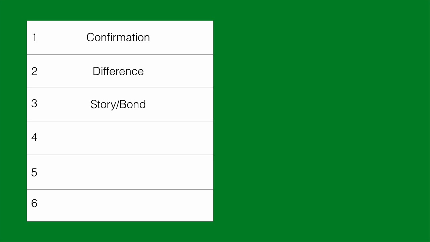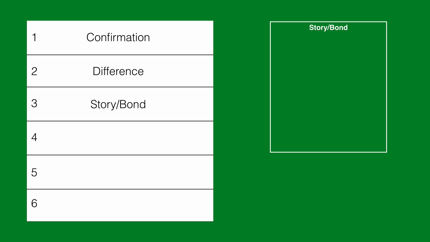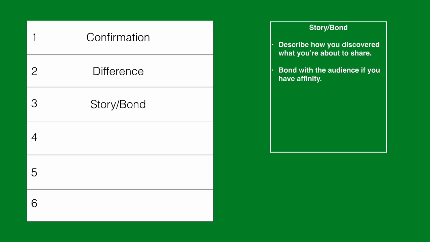All right, so now that you've done those first 2 pieces, the next part is something called the story or bond. Here's what the story or bond is all about. You want to describe how you discovered whatever the cool stuff is that you're about to share with them on the webinar. And you want to bond with the audience, if possible, using affinity. So if you're an entrepreneur and they're entrepreneurs, you want to use that affinity to bond with them.